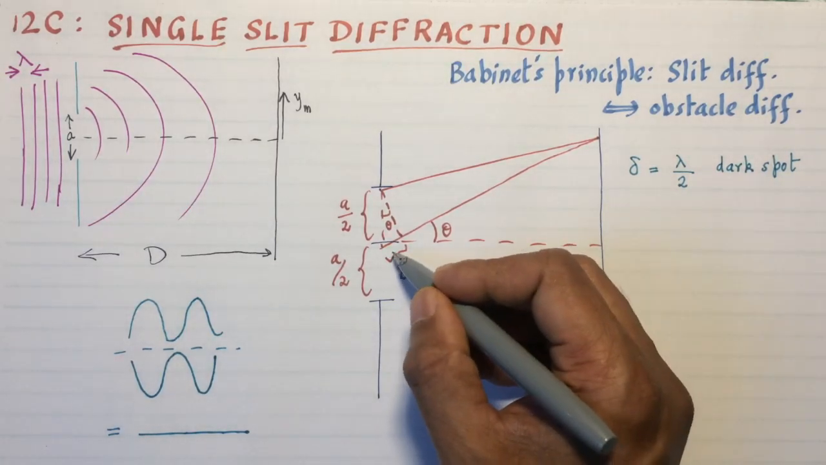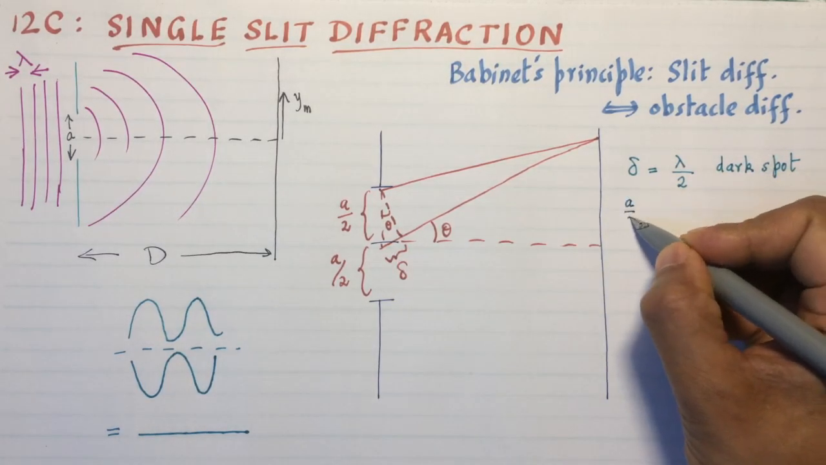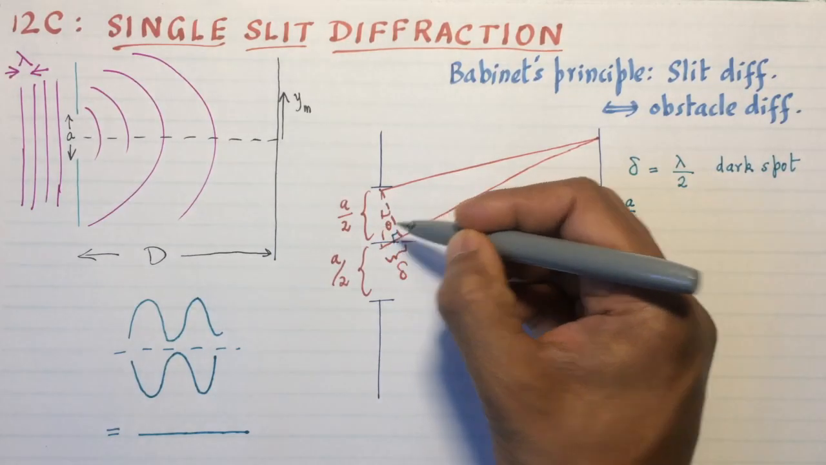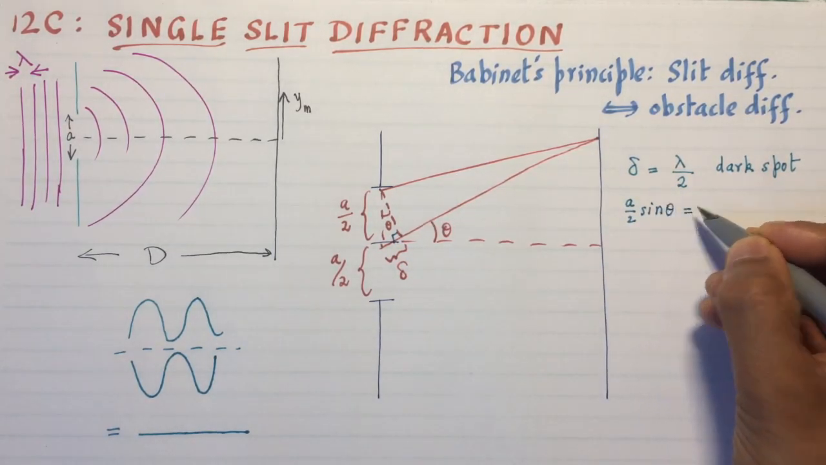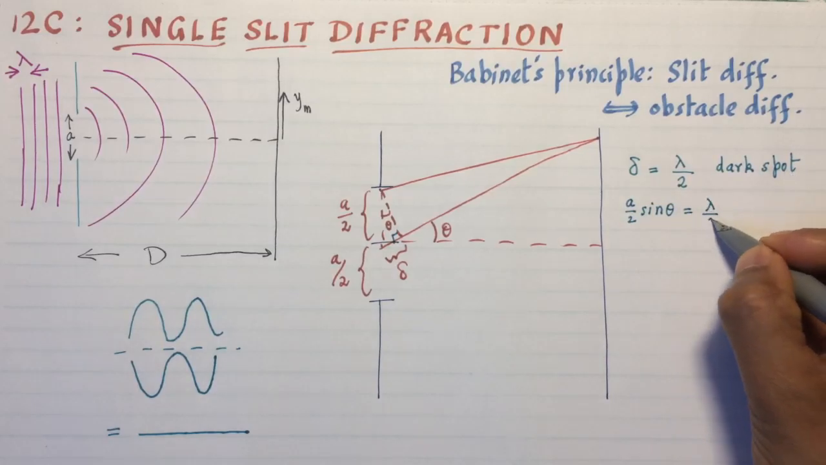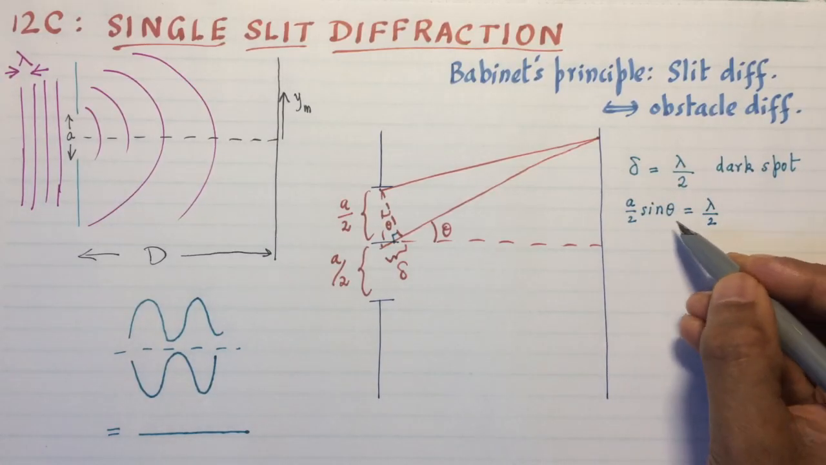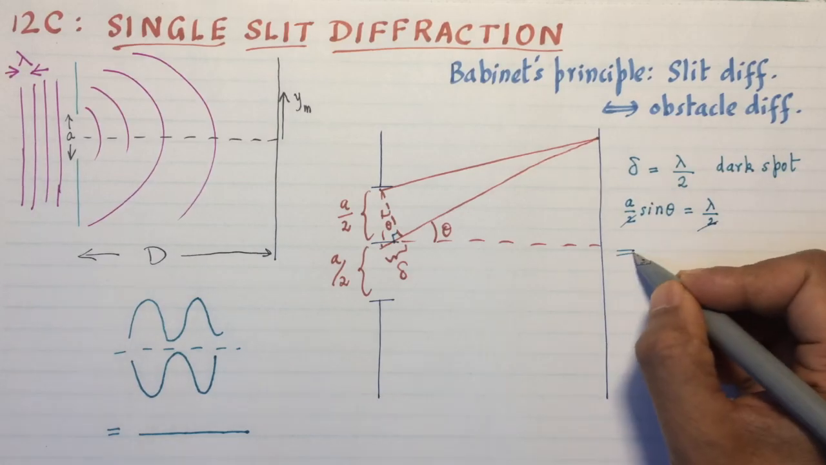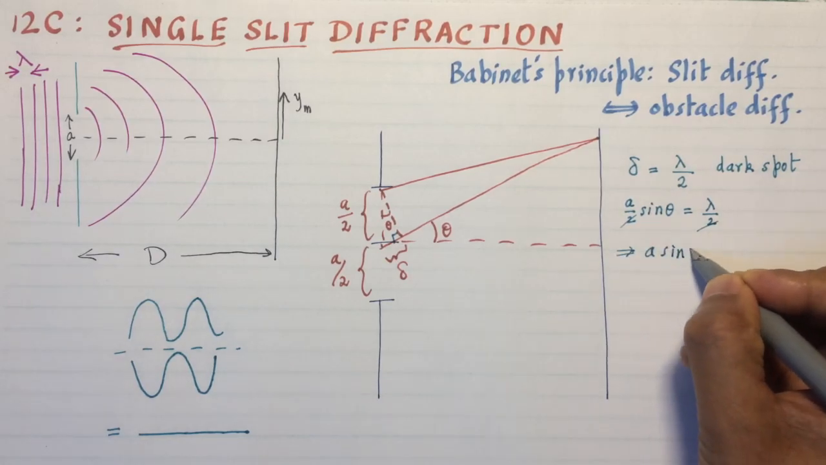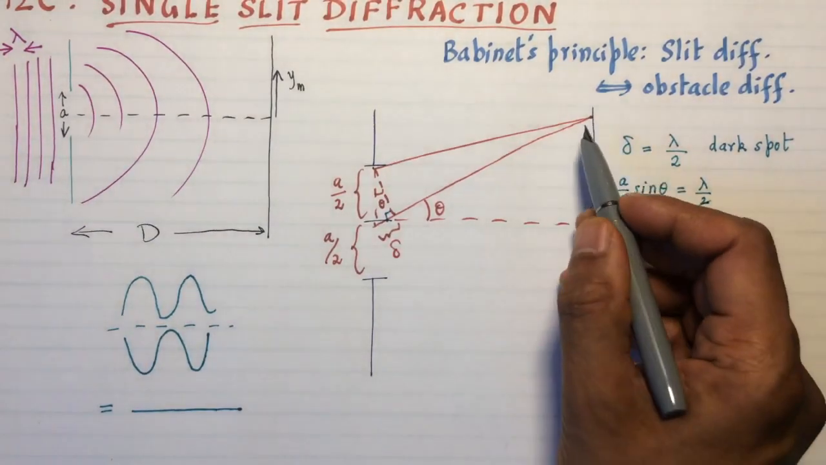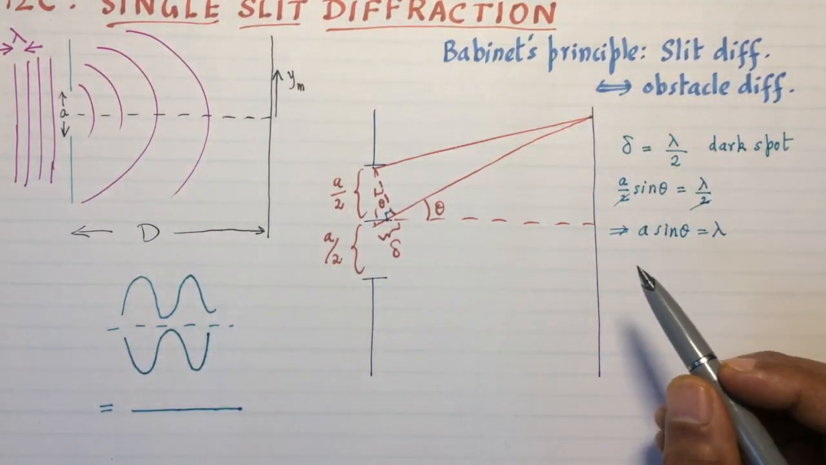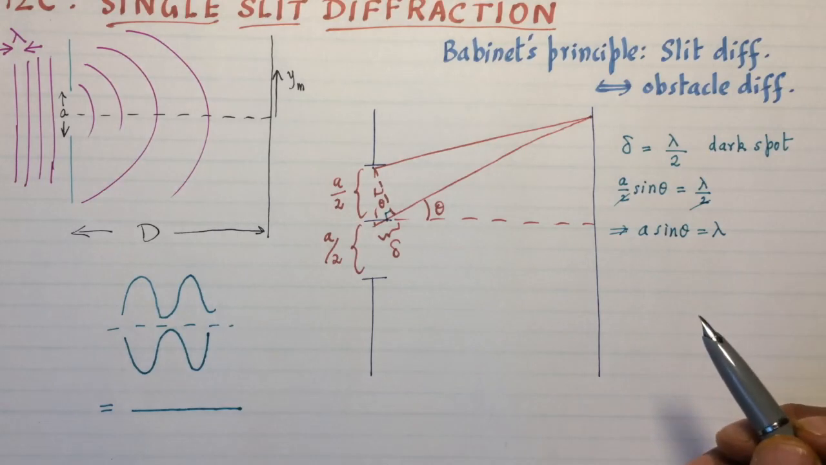Let's put in what delta is. Delta is a sine theta, this distance here, because this is the right angle. So a over 2 sine theta equals lambda by 2. And if you cancel out the 2's there, I get a sine theta equals lambda. That's where the first dark spot will occur in this pattern.